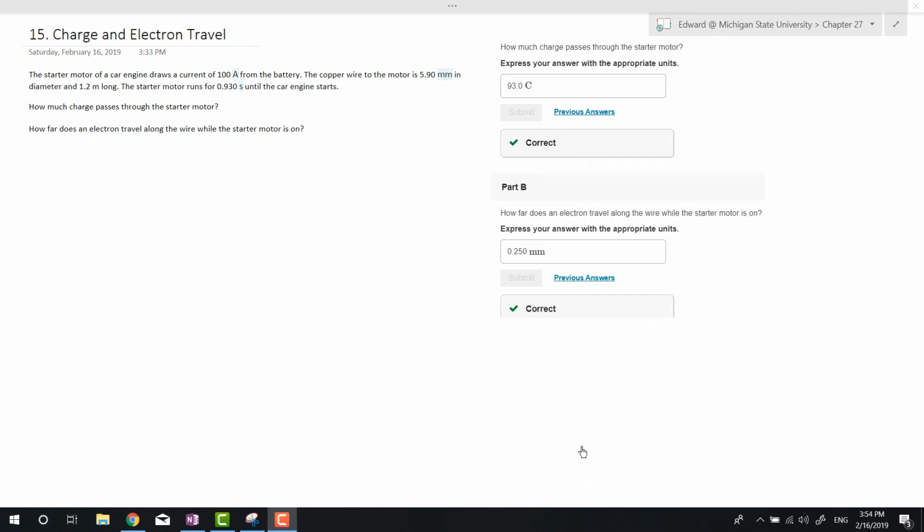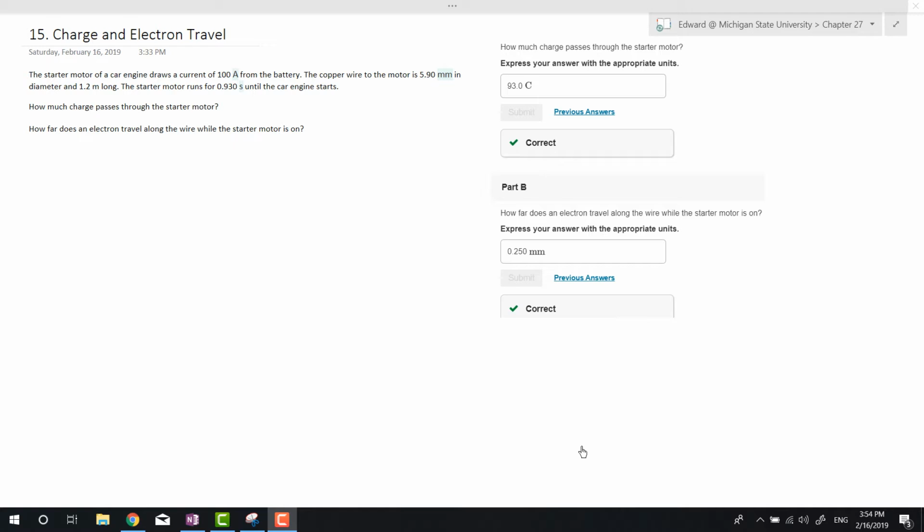All right, so Mastering Physics again, chapter 27. This is question 15. The problem is: the starter motor of a car engine draws a current of 100 amps from the battery, and the copper wire to the motor is 5.9 millimeters in diameter and 1.2 meters long. The starter motor runs for about 0.93 seconds until the car engine starts.